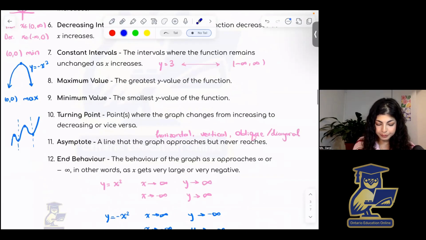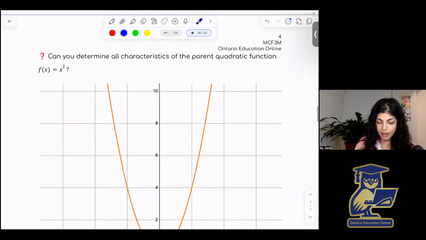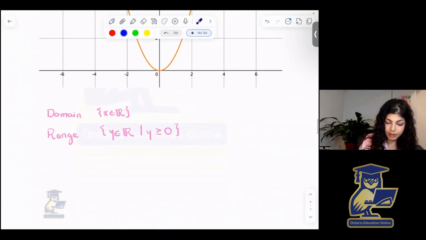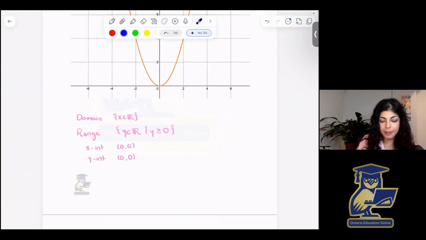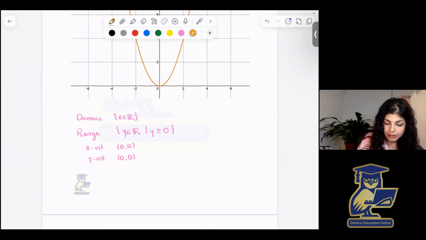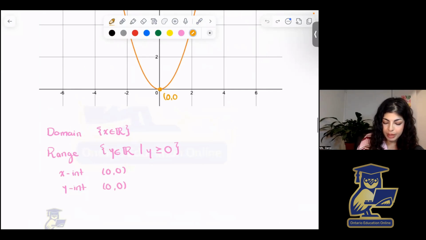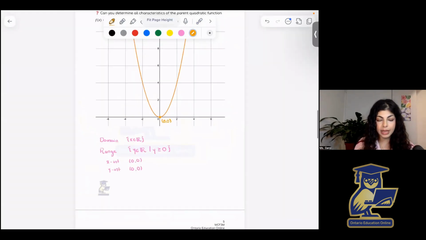Next, we have our x and y-intercept. So in this case, they are actually the same. The x-intercept is 0, 0. So is the y-intercept. So the point where the graph crosses the x-axis and y-axis, it happens at the same point, and it's at this point 0, 0, which will be both our x and y-intercept.